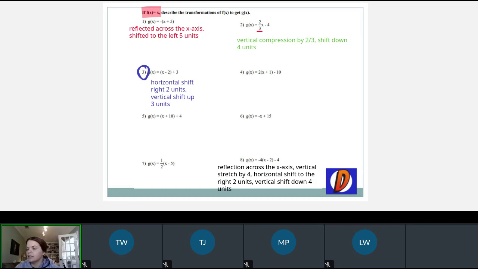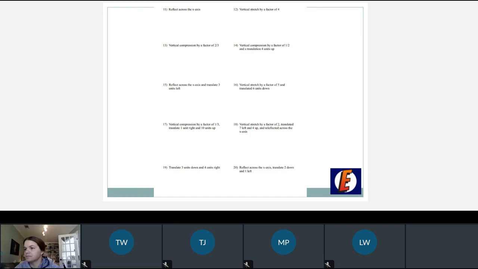Okay, so what I want to do with the last 5 minutes is talk about, if you all will go to slide 3, what if we are asked to write the equation ourselves? So they gave us the word description of what's happening, and now we are responsible for writing the new equation. We're going to do a couple together. We're going to let all of these be g of x, okay? So I know that the original equation is just f of x equals x. So I'm going to go ahead and put my x there. Okay, so everybody go ahead and put your x on number 11.